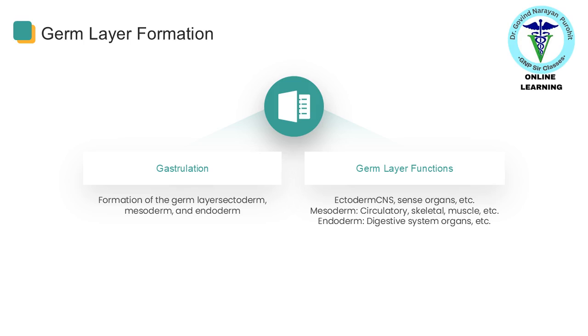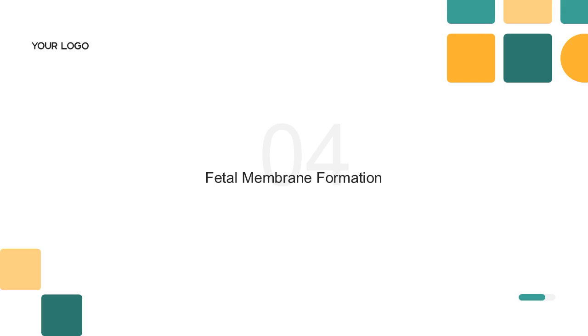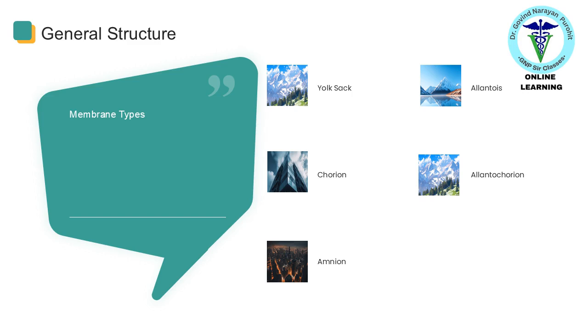Germ layer formation during gastrulation leads to the development of ectoderm, mesoderm, and endoderm, which give rise to various organs and systems in the body. Finally, we'll discuss fetal membrane formation, a critical aspect of supporting and protecting the developing fetus throughout pregnancy. Let's start by exploring the different types of membranes involved in embryonic development. We have the yolk sac, allantois, chorion, and amnion.